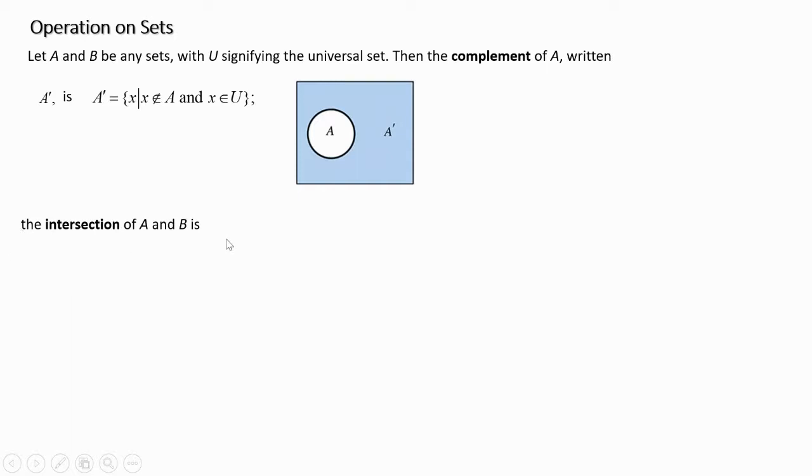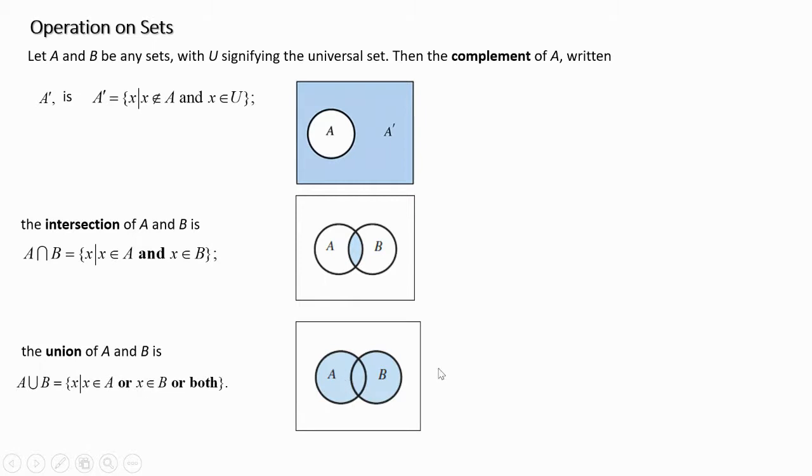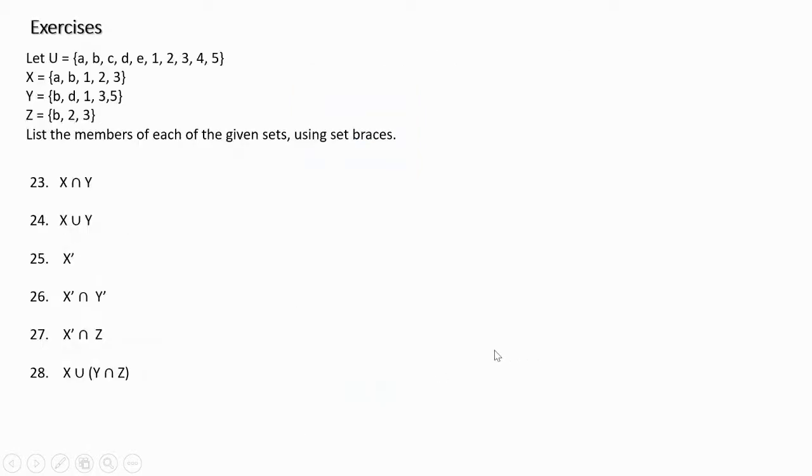The intersection of A and B, A intersect B, is the set of elements X such that X is an element of A and X is an element of B, right? That's the intersection, which is this part here. Now the union, A union B, equals the set of elements X such that X is in A or X is in B or both. That's how you express it, okay?